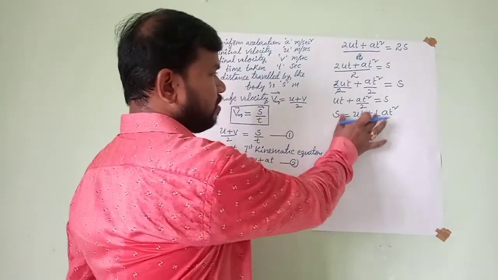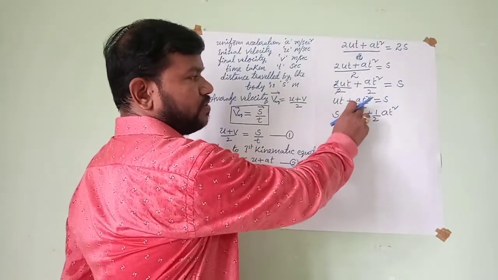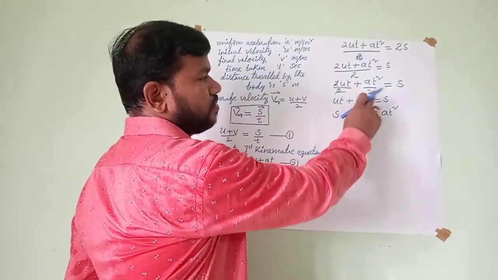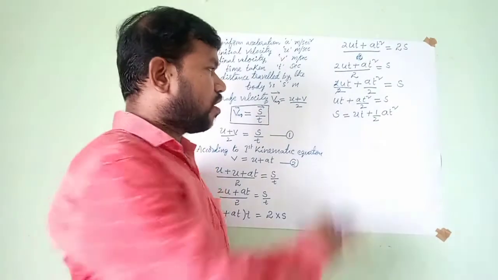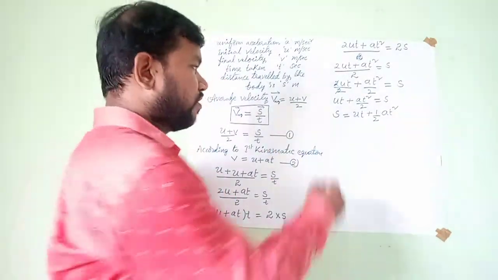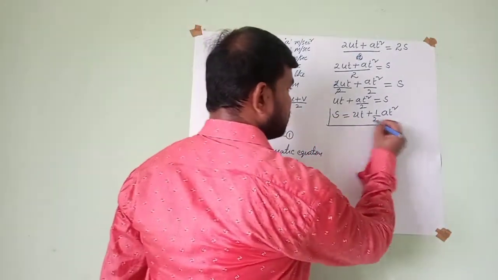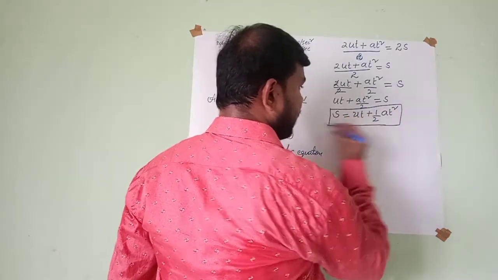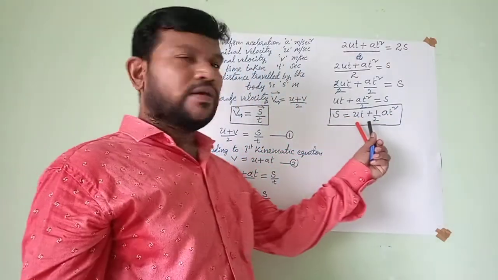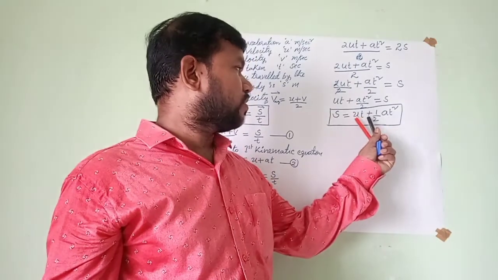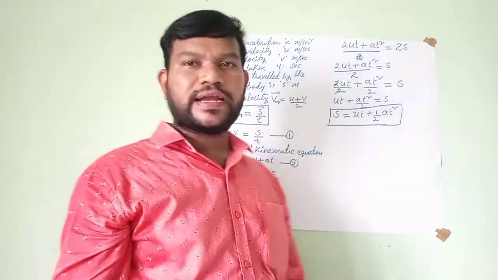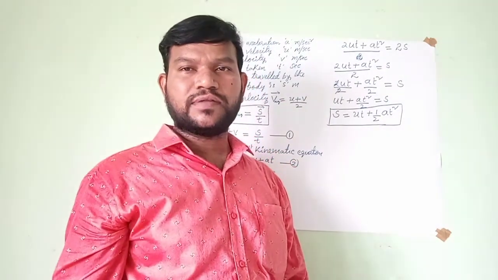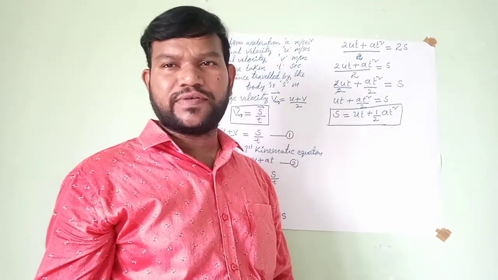Students observe here, I just wrote 2 as 1 by 2 into AT square. So S is equal to what we got, UT plus half AT square. What we got finally? The distance traveled by a body in time t is equal to UT plus half AT square. This is called the second kinematic equation.